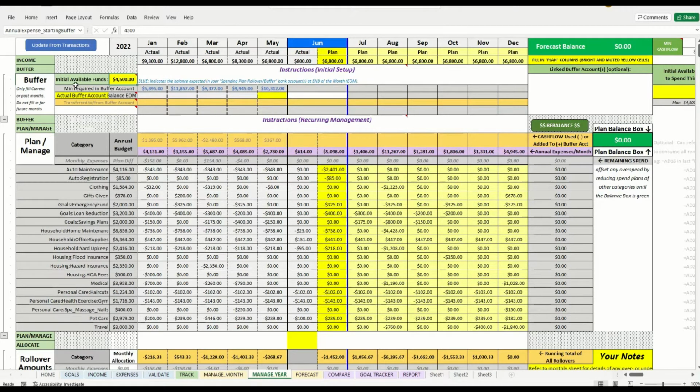Now the numbers here in blue, you'll see January, February, March, April, May, we have these numbers in blue, and the label says minimum required in buffer account. What that really means is this is the calculated amount that you do have at the end of the month in your account after all of your expenses have come in.